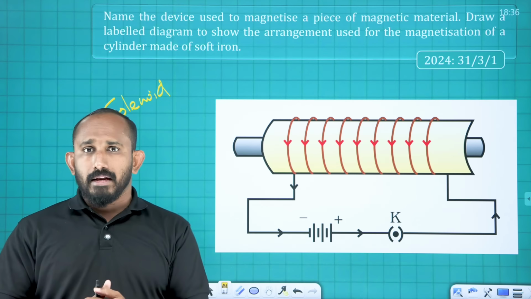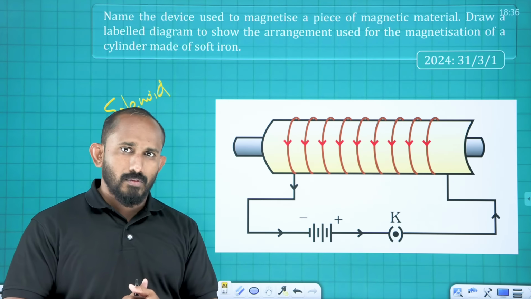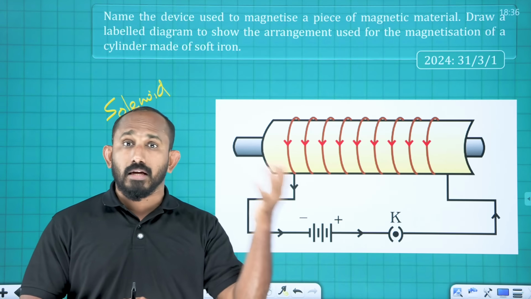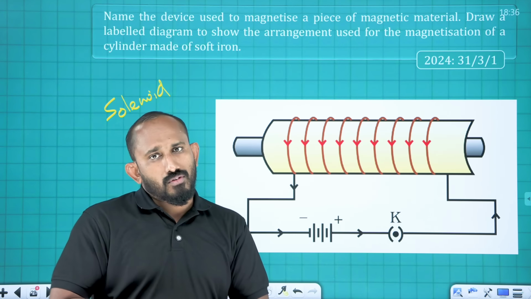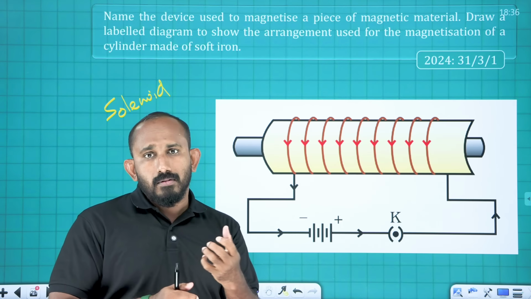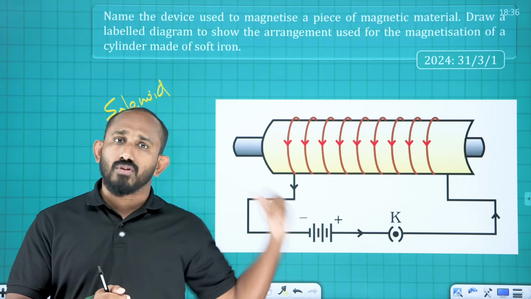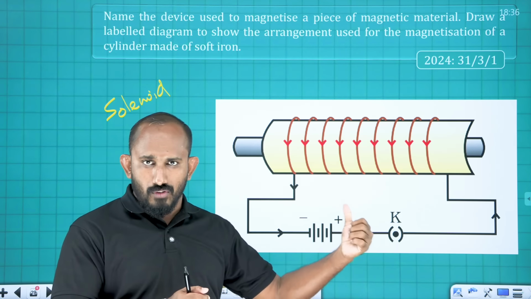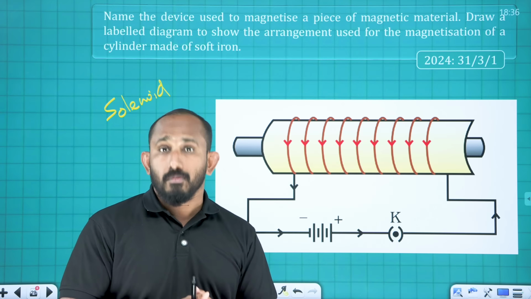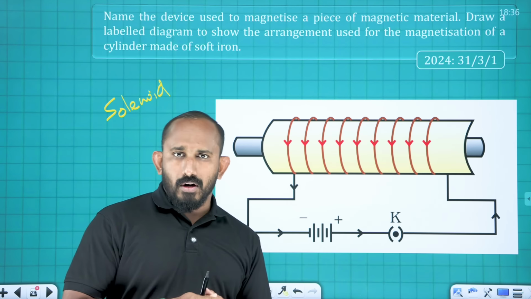We have two types of magnets, temporary and permanent. For producing a permanent magnet, we make use of other materials like alnico: aluminum, nickel, cobalt alloys, because they can keep the magnetic field for a longer time than soft iron. For a temporary magnet, we use soft iron, and for a permanent magnet, we use alnico. So for magnetizing, we can make use of a solenoid. Hope you got it. Next question.